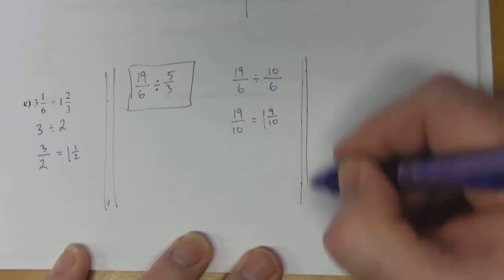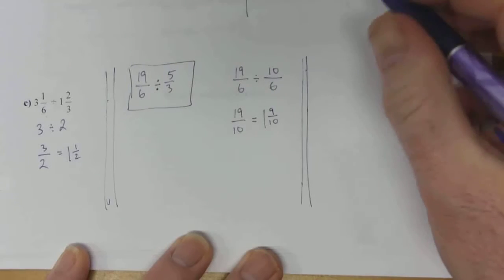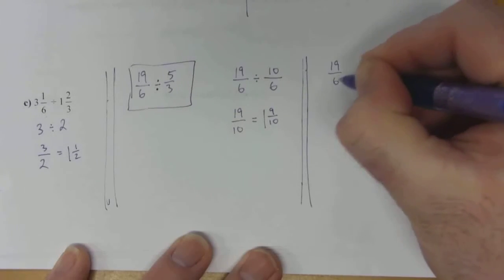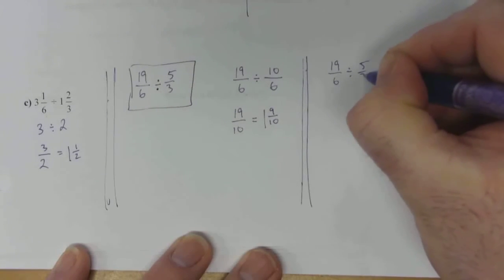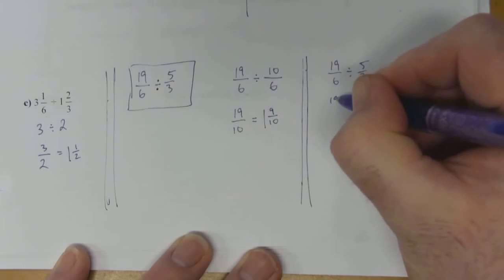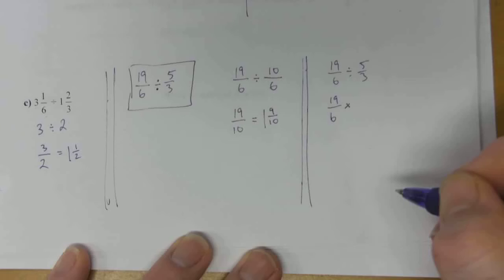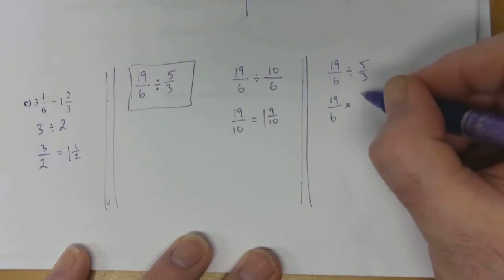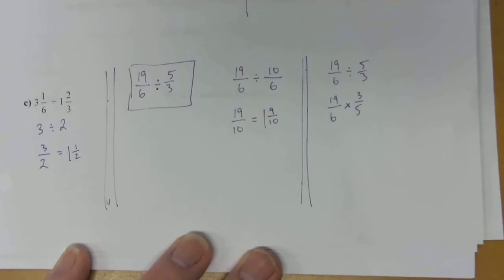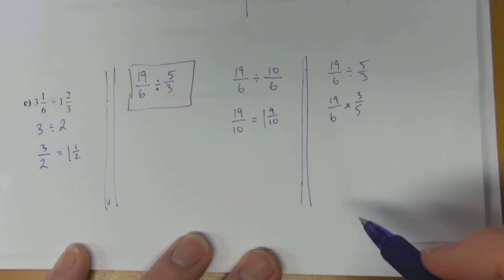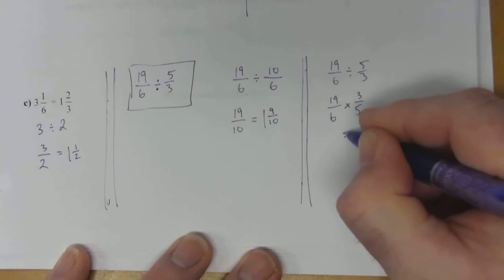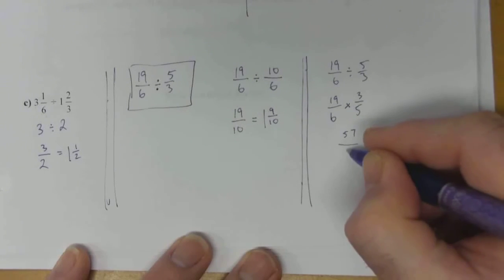Let's look at the reciprocal method. Again, same fraction to start with, 19 over 6 divided by 5 over 3. First fraction doesn't change, but we go to multiplication instead of division and we flip this one over, so it becomes 3 over 5. 19 times 3, well, that gives you 57. 6 times 5 is 30.